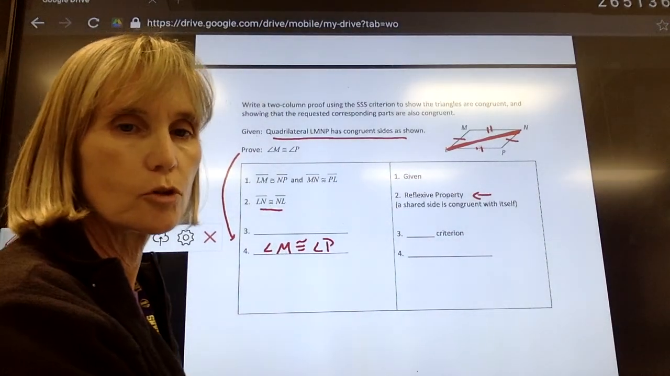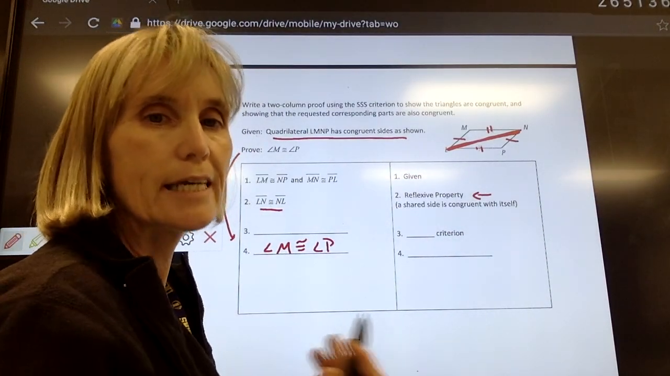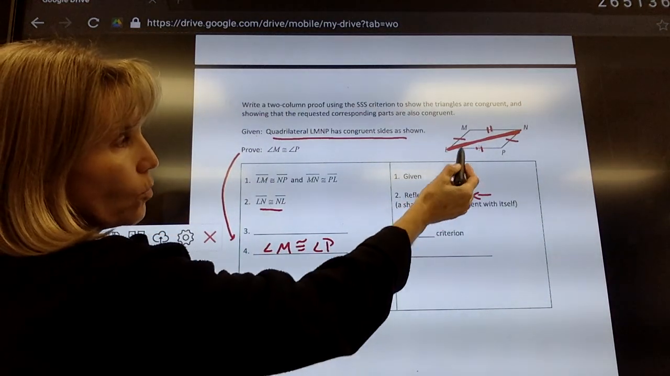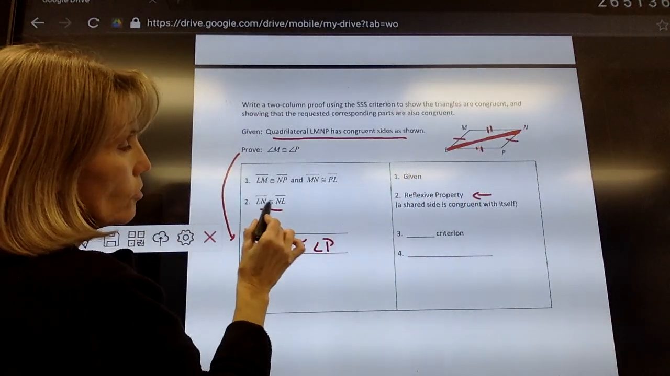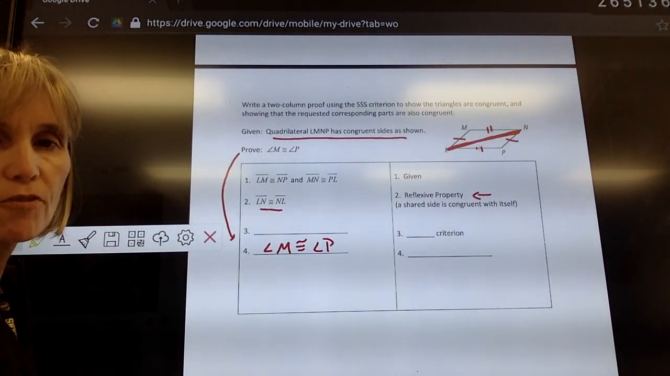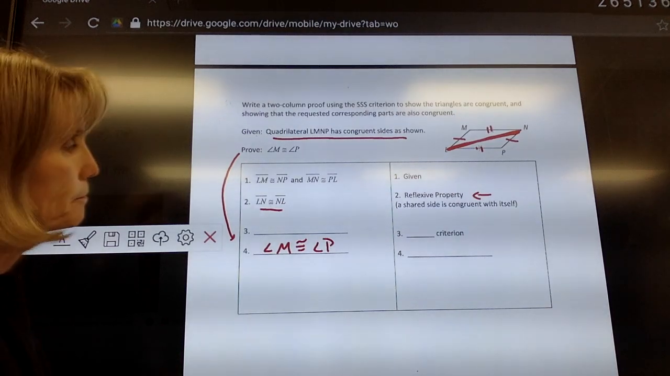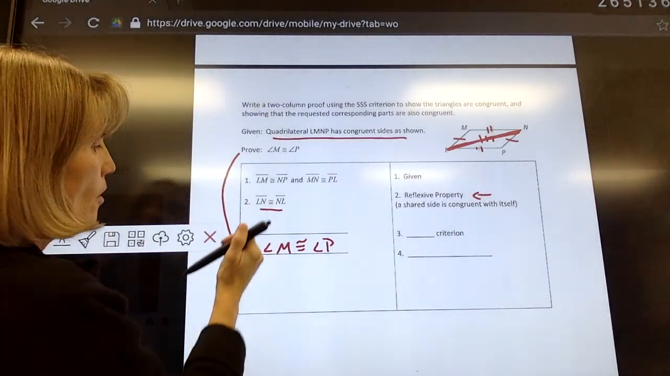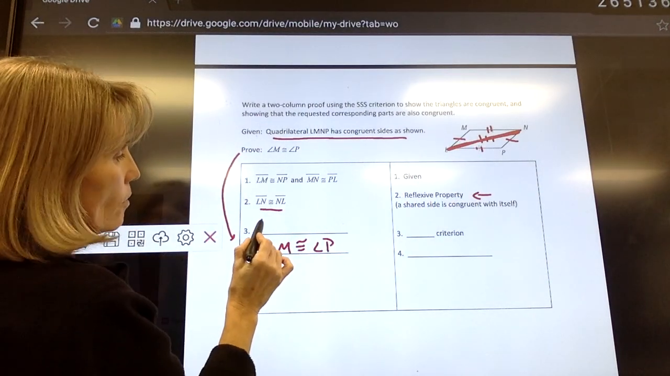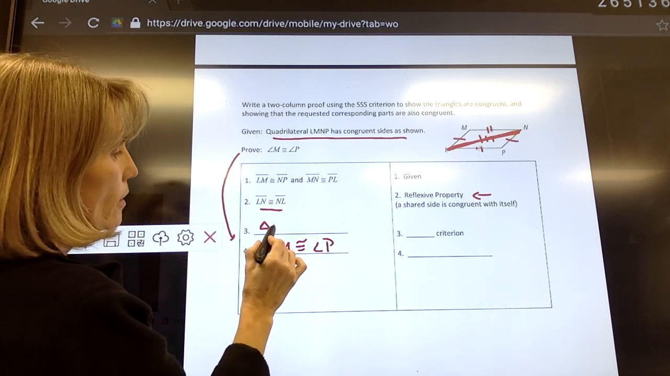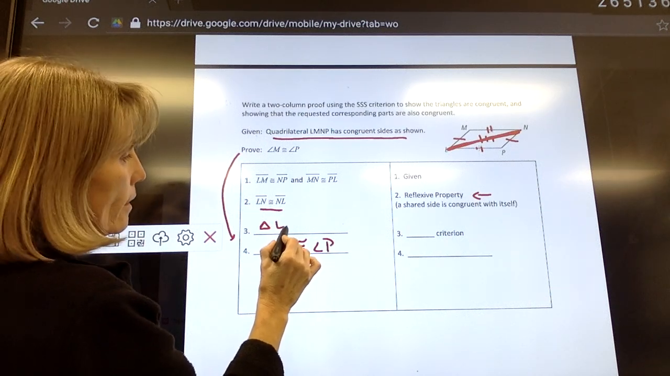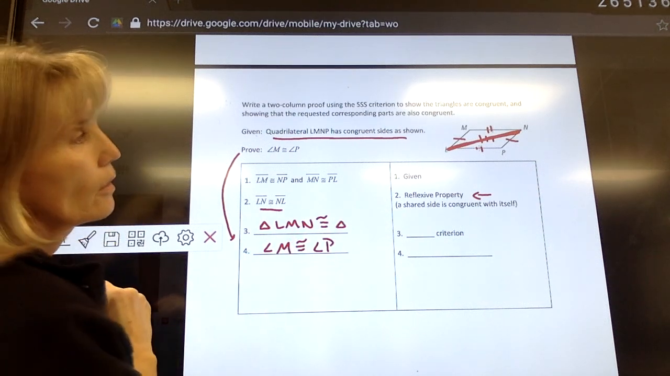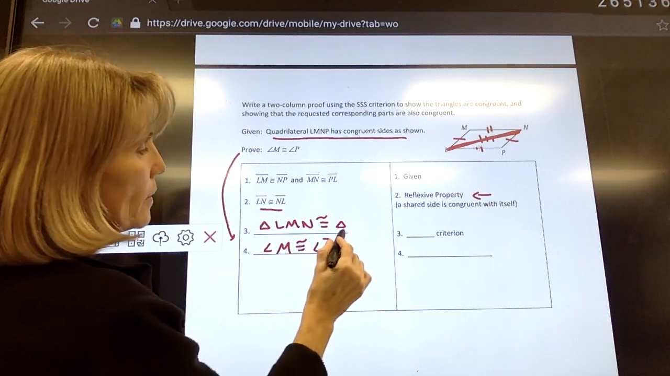It's kind of like looking into the river or a body of water and seeing your reflection back. You have the same thing on both sides. We use that a lot in our proofs. When the two triangles share a side, they're congruent to each other, and the reason is reflexive property, or you could say shared side. Now, once that's the case, how many sides do I have that are congruent? Well, we have 3. So we're going to say we have enough information to say triangle LMN is congruent to triangle, let's see, we're going to say that's NPL.